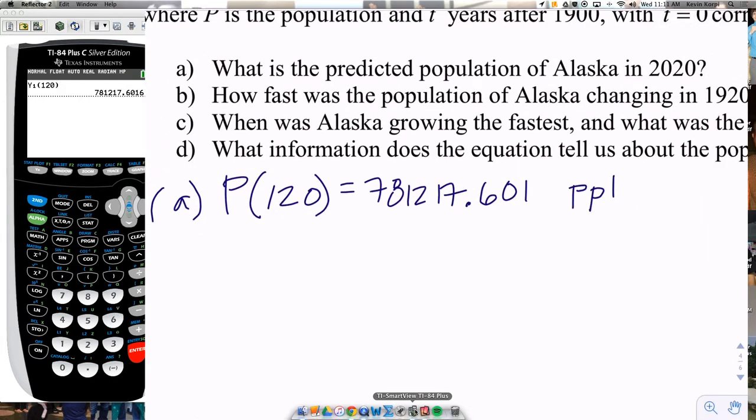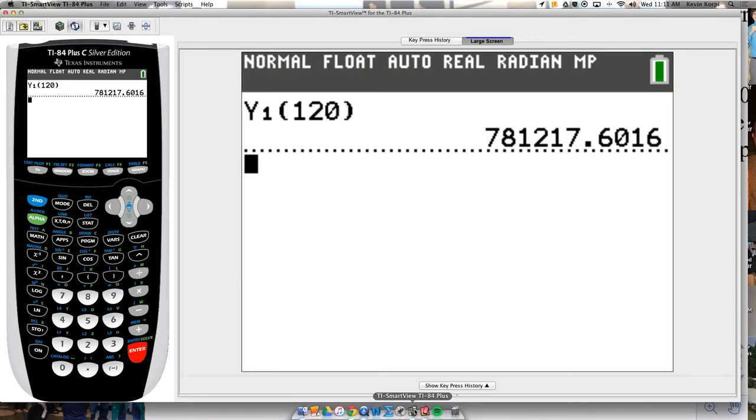The other advantage of doing it from the home screen is if I needed to do something with that number, like divide it by 5, whatever, I could just type it in, and I wouldn't have to have intermediate rounding error.